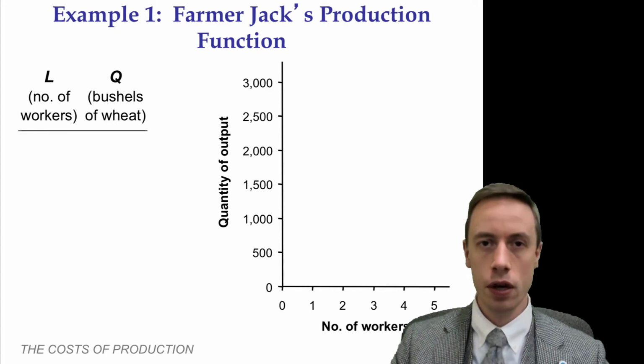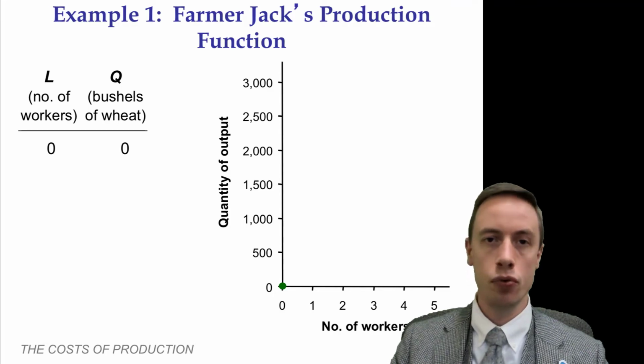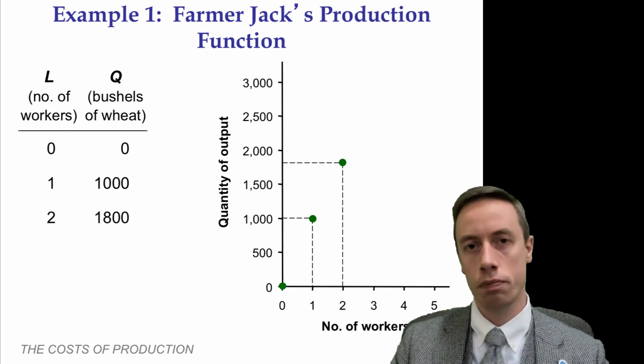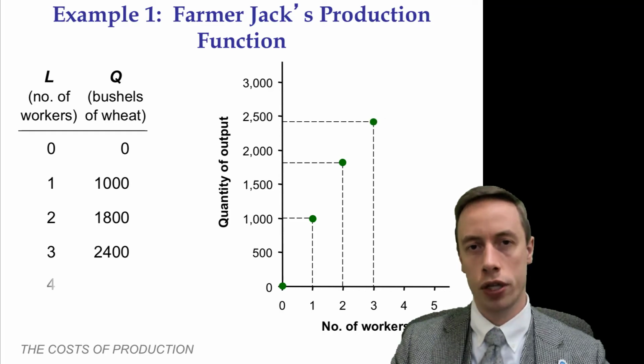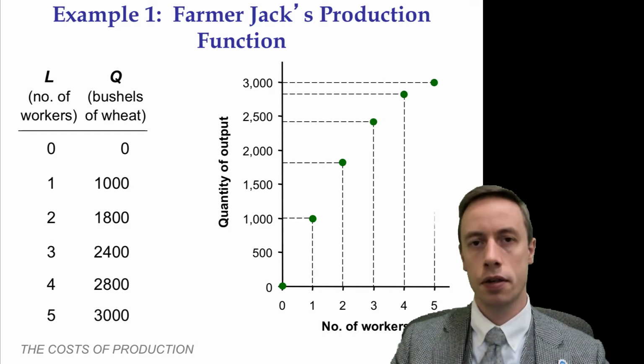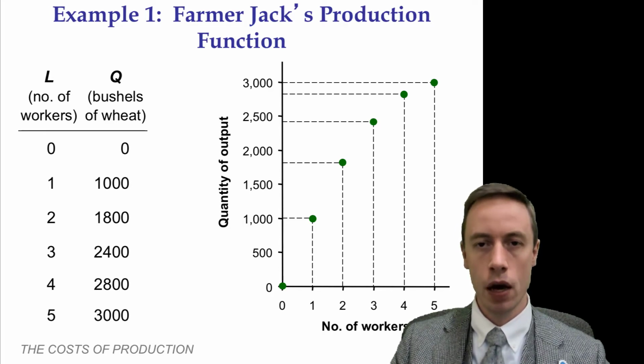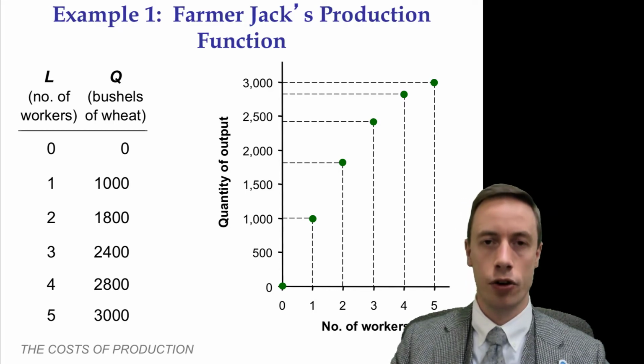For starters, if he has no employees, obviously he grows no wheat. And then his farm can support up to 5 employees. If he has 1 employee, the farm produces 1,000 bushels of wheat. With 2 employees, 1,800 bushels, and so on and so forth, until it's maxed out with 5 employees producing 3,000 bushels of wheat. Over on the right, you'll notice the same set of numbers reflected on the graph.